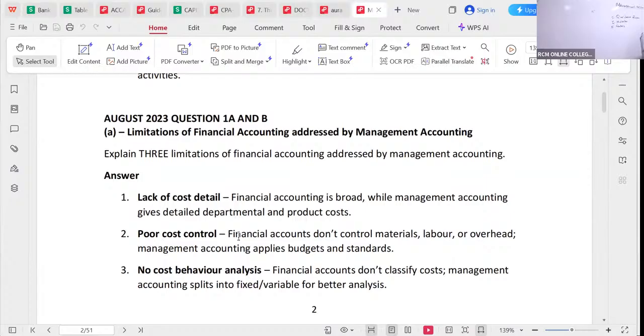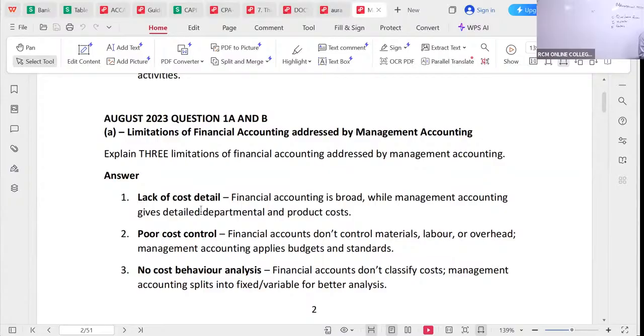Yeah. So you can see that the limitations, of course, there are so many, but they're only giving us 3. Explain 3 limitations of financial accounting addressed by management accounting. Number 1 is lack of cost detail. Financial accounting is broad, while management accounting gives detailed departmental and product costs. Financial accounting doesn't give costs. It doesn't. Now, poor cost control. Financial accounting doesn't control material, labor, or overhead.